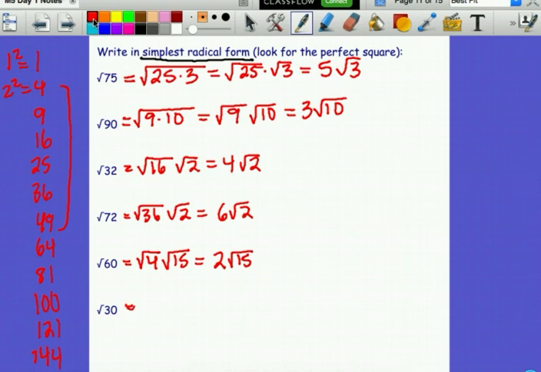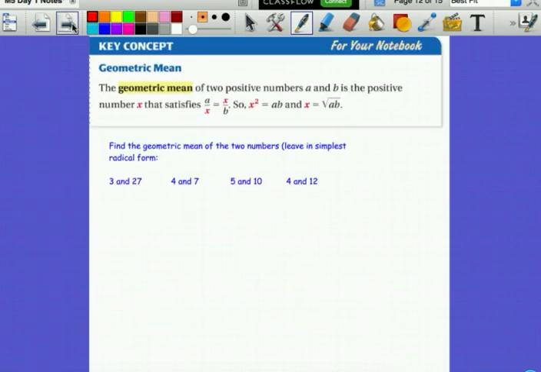Last but not least, for 30, 30 is going to be divisible by, let's see, it's not divisible by 25, it's not divisible by 16, it's not divisible by 9, it's not divisible by 4. So in this case, square root of 30 is the most simplified version of that I could have. So that would be my final answer.